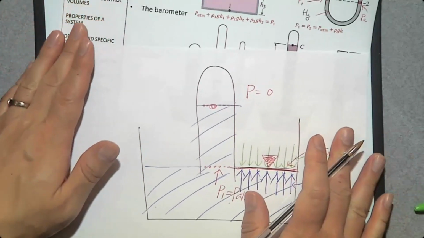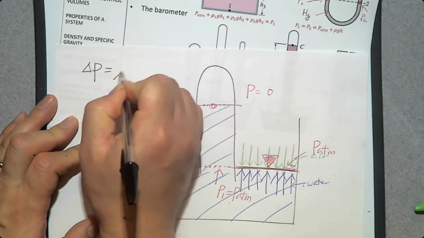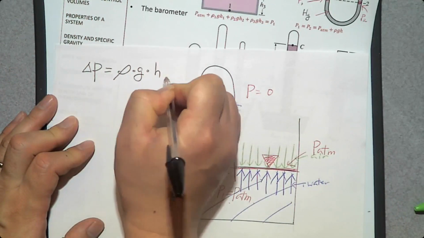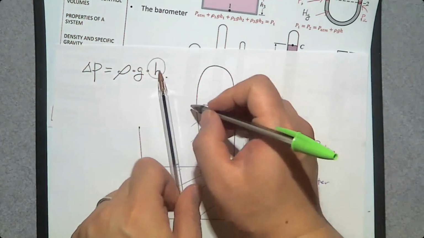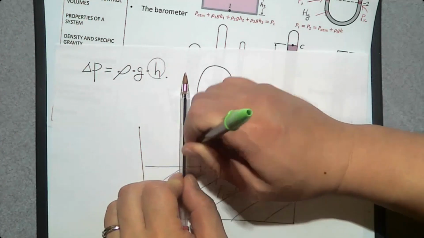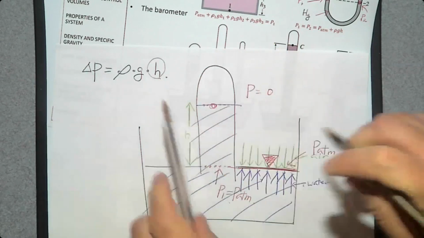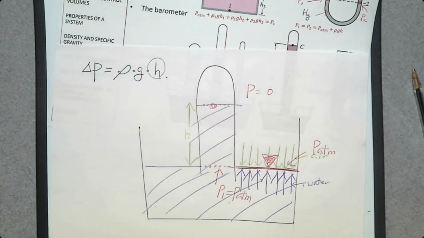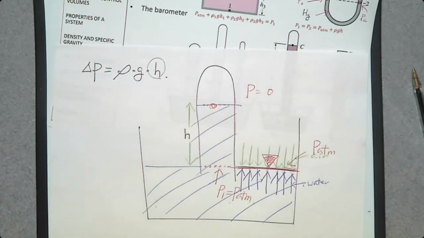The only thing we need to know, since the equation is delta P equals rho g h, is h. If you can measure this h, so this one is h, you can solve delta P equals rho g h.